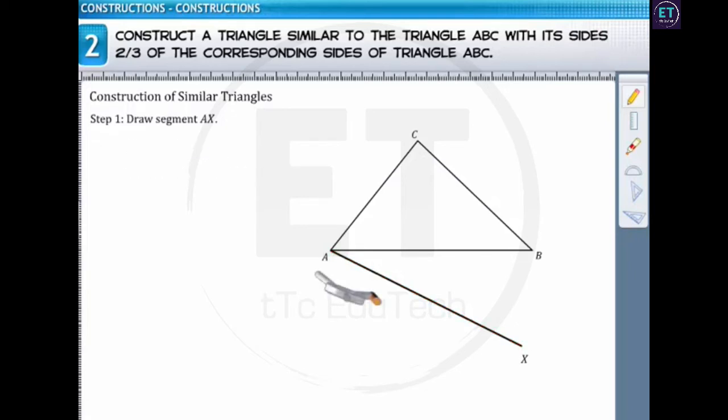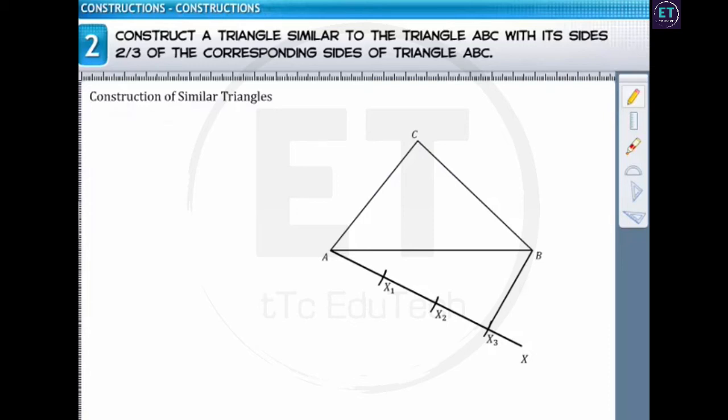Now open the compass to a small convenient length. As step 2, mark 3 points X1, X2 and X3 on AX, so that AX1 is equal to X1X2 is equal to X2X3. Make sure that the distance to which the compass is open is not disturbed as you mark the points. As step 3, draw a line to join the points X3 and B.